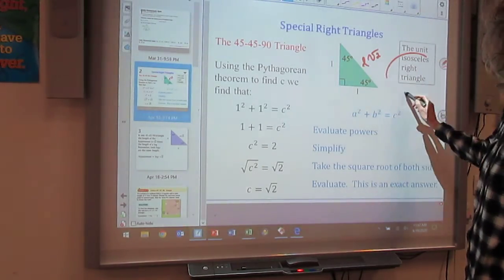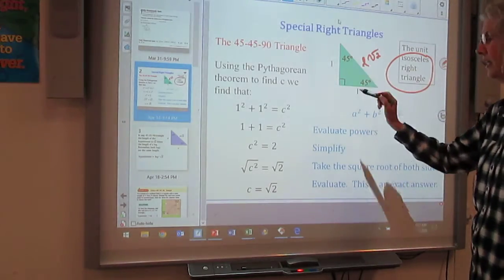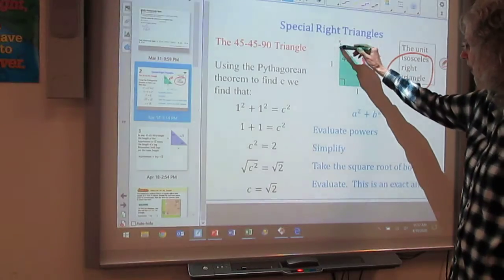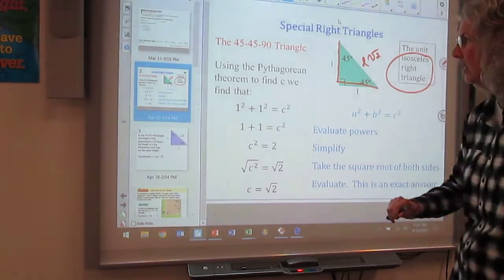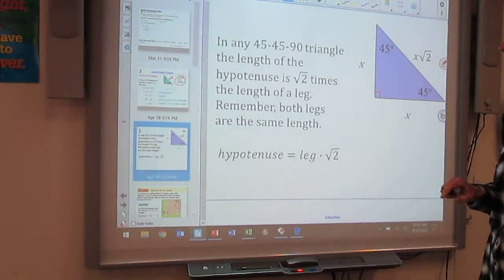This, of course, is an isosceles right triangle. Here I've used a unit triangle, which just means measures of 1 on those legs. These are the legs. That is the hypotenuse. Now let's go on and look at another example.